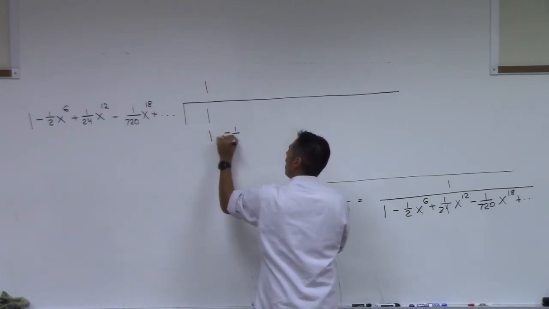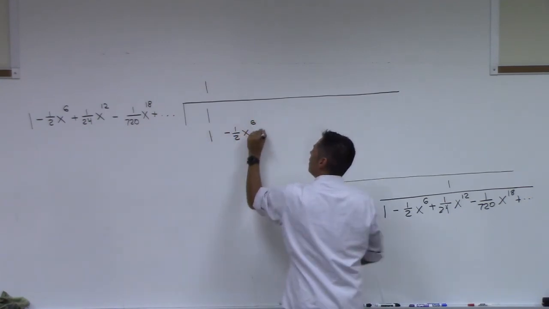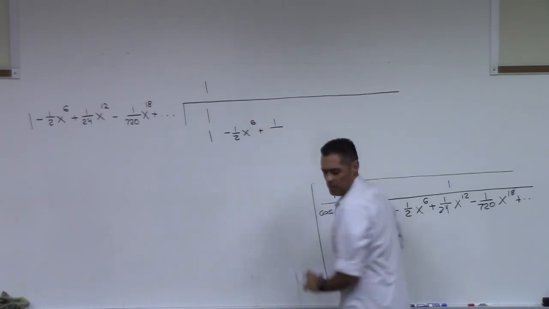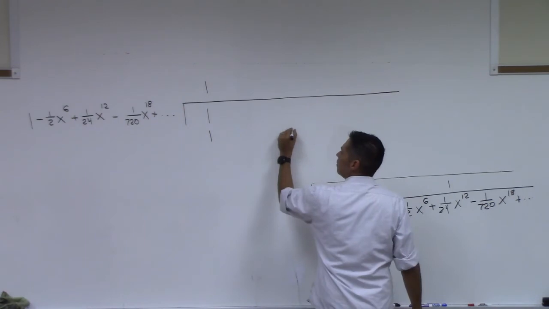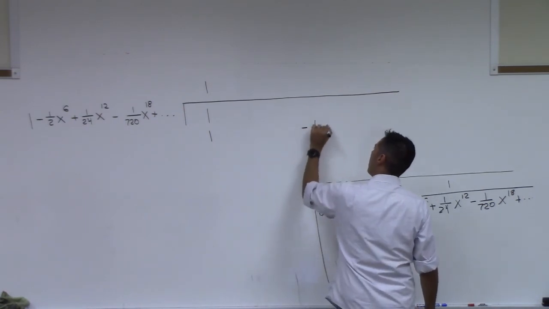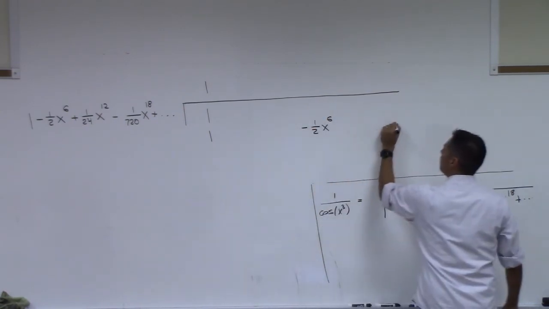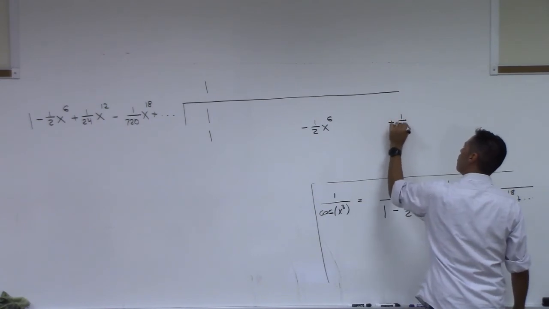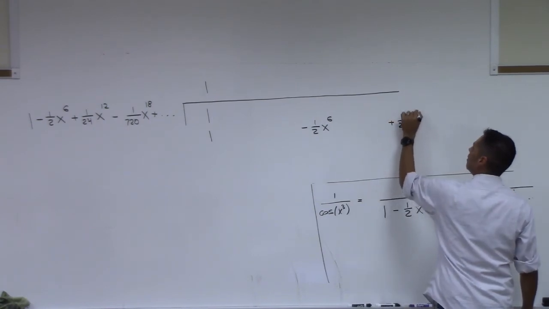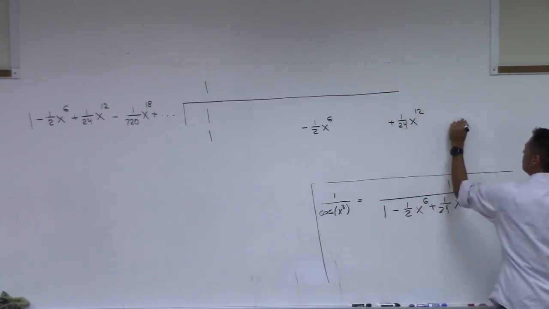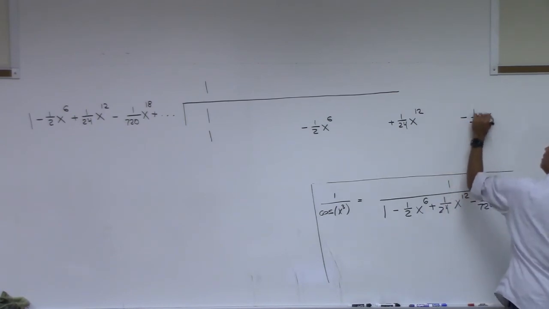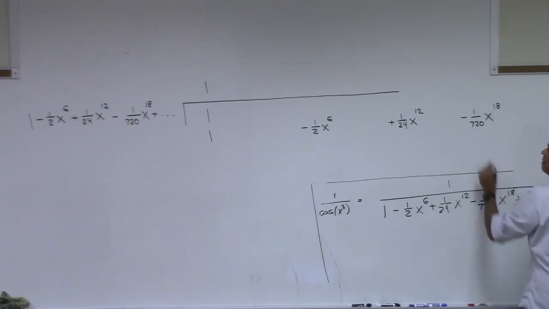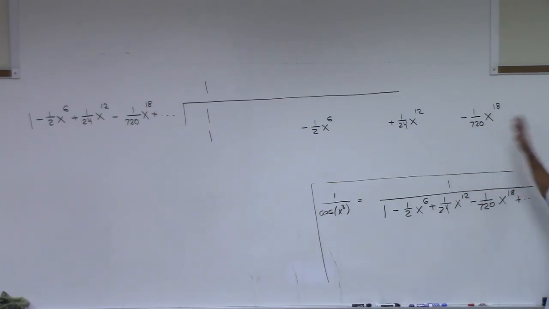1 minus 1 half x to the 6th plus 1 over 24 x to the 12th. I actually need more space than this, but I'm going to just go with this to fit it on camera. X to the 18th, right? And then what do you do once you multiply that through? Come through and subtract that row, right?